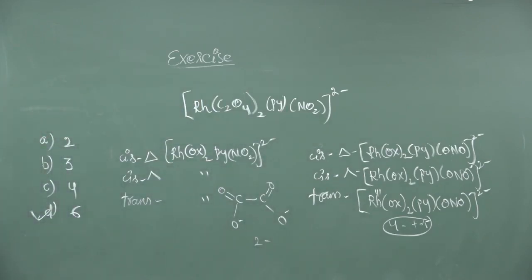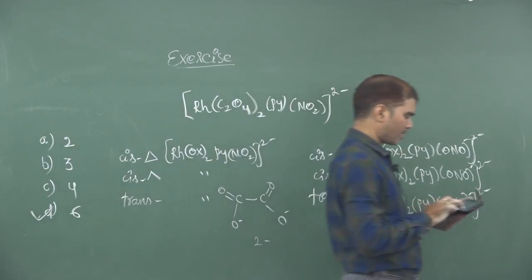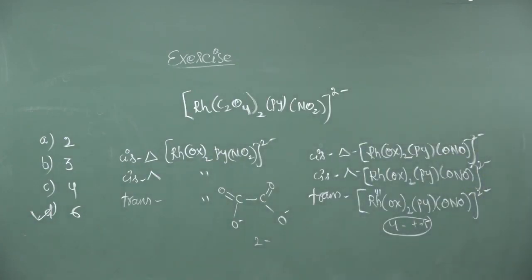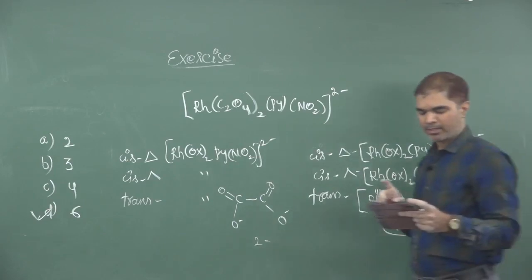Altogether you have 6 isomers. When we are working out questions, the time looks very long. When we are taking the classes, it looks very short. Okay, this is a very easy one. It was a GATE exam question.